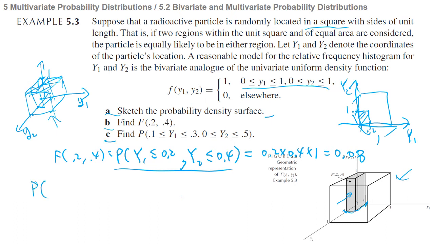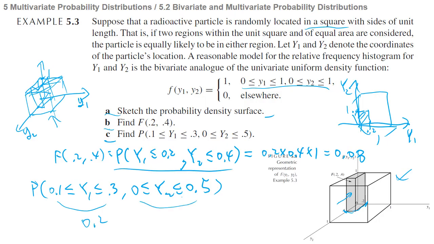Okay, and what about problem C? The probability that 0.1 is less than Y1 is less than 0.3, and 0.2 is less than Y2 is less than 0.5. The length of the interval for Y1 is 0.2. The length of the interval for Y2 is 0.5. So this is 0.2 times 0.5 times 1. The volume of the rectangle is 0.1.